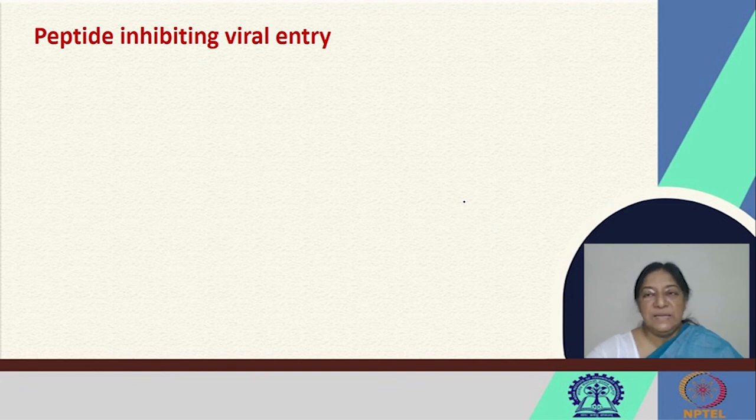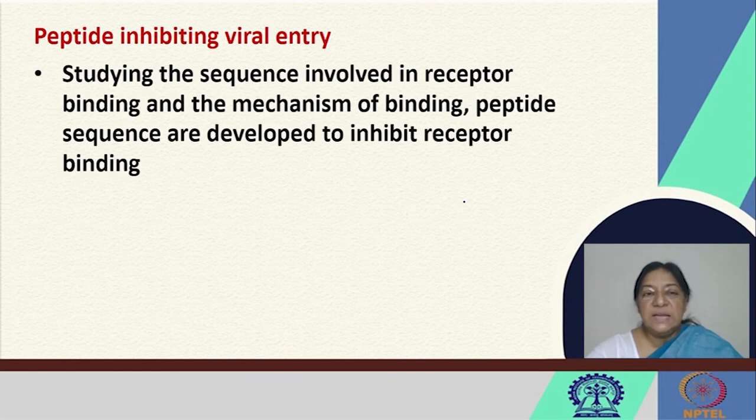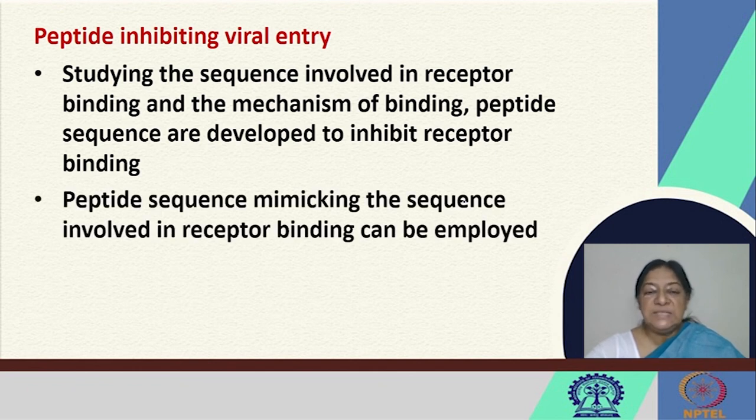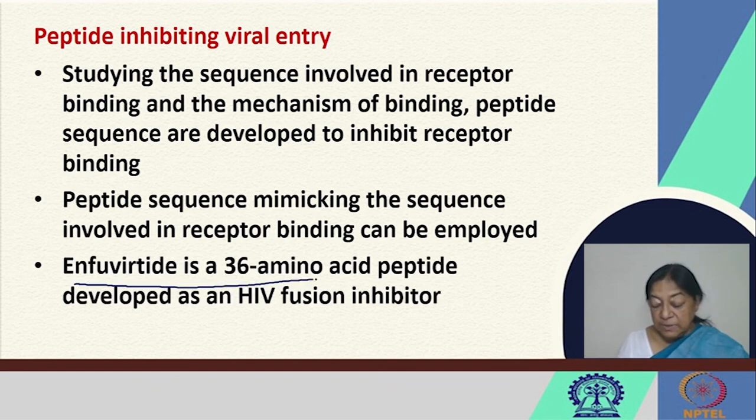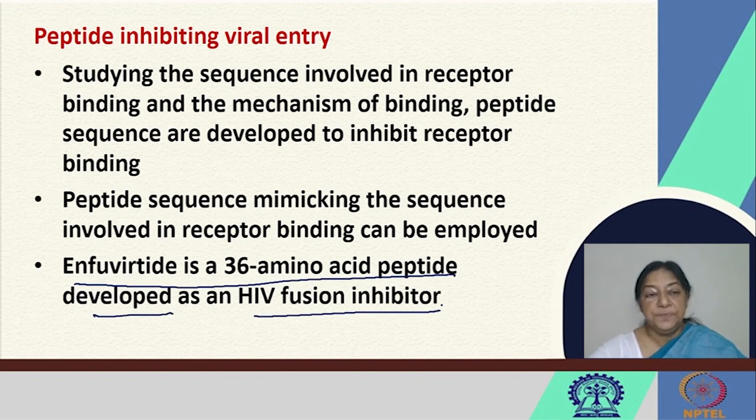So there are peptides that have been designed that can inhibit this viral entry, where by studying the sequence that is involved in the receptor binding and the mechanism of binding, the peptide sequence can be developed to inhibit the receptor binding. In turn, the virus will not be able to attack the host. So the peptide sequence can mimic the sequence involved in receptor binding, and that can be employed to prevent this process. For example, this particular 36 amino acid peptide has been developed as an HIV fusion inhibitor.